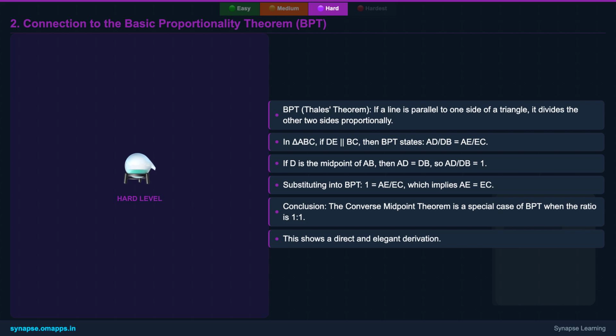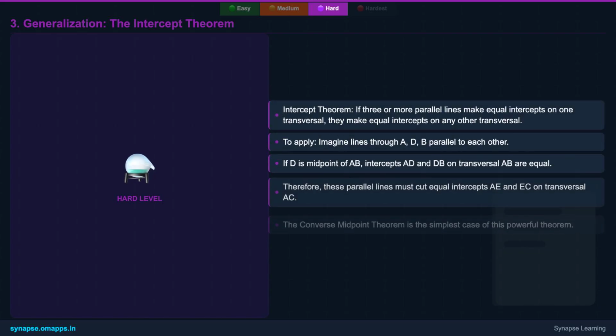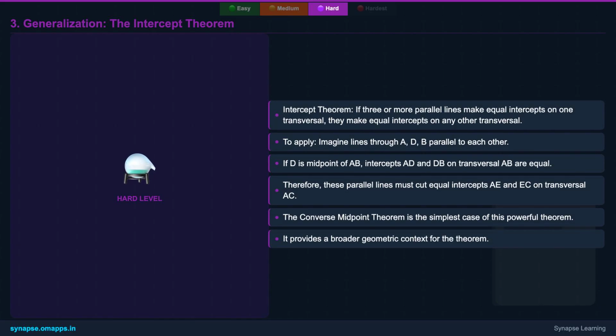If DE is parallel to BC, BPT states AD/DB equals AE/EC. If D is the midpoint, AD/DB is 1, directly implying AE/EC is 1, so AE equals EC. It's also a specific instance of the more general intercept theorem, which deals with multiple parallel lines creating equal intercepts on transversals. The converse midpoint theorem is incredibly versatile, extending its utility beyond simple triangles.